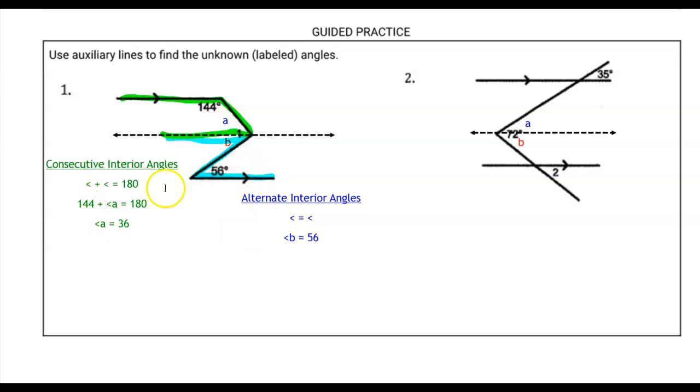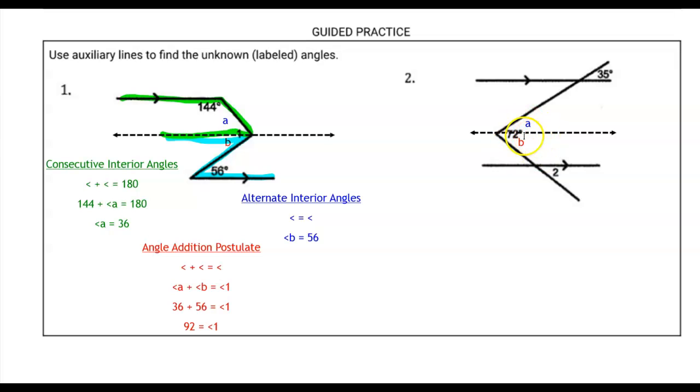Now that I know that angle A is 36, and I know that angle B is 56, I can say, well, angle 1 is just a combination of A and B. In other words, I'm using the angle addition postulate. And since angle 1 is equal to the sum of angles A and B, I just added A and B together, and I got 92 is equal to the measure of angle 1.